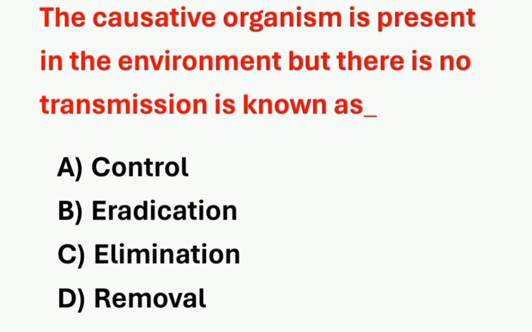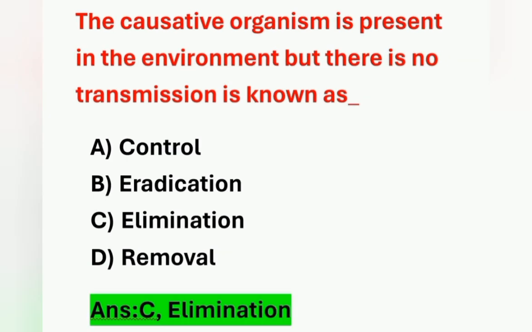The causative organism is present in the environment but there is no transmission is known as. Options: option A control, option B eradication, option C elimination, option D removal. Your question is, the causative organism of the particular disease is present in the environment but there is no transmission to people. That is known as elimination. Option C is the correct answer.